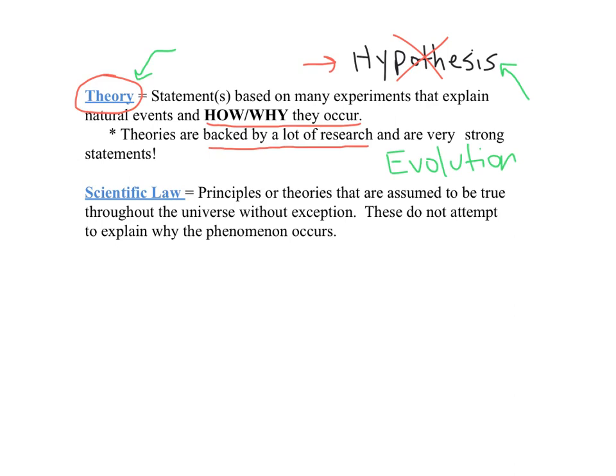Now, very, very similar to a theory is what's called a scientific law. That is also a very, very strong statement that is pretty much accepted to be true. The only difference is scientific laws do not attempt to explain why it occurs. And a famous one of that would be Newton's law of gravity. He knew that the moon and the earth were attracted to each other because of gravity. But Newton did not know why, and he did not try to explain why. That's why Newton's was just a law. Even though it was a very strong statement, it also was not a hypothesis, which is a guess.